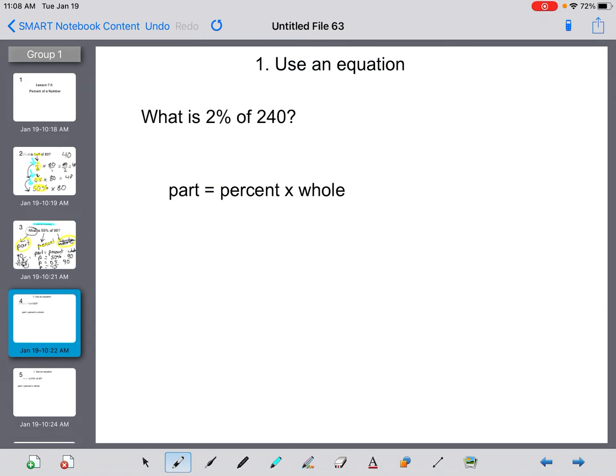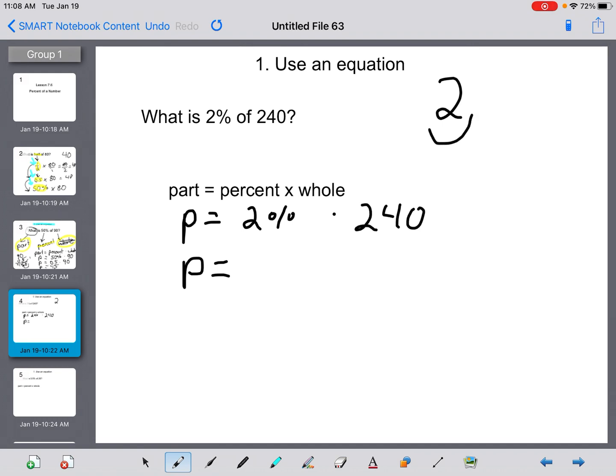What is 2% of 240? So here's our equation. Part equals percent times whole. I don't know my part, so I'm going to write the letter P. I'm going to write 2% times 240. So my first step is I write it out. My second step is I convert that 2% into a decimal. Again, if you don't remember how, we divide by 100. And when we divide by 100, we move our decimal place over to the left.